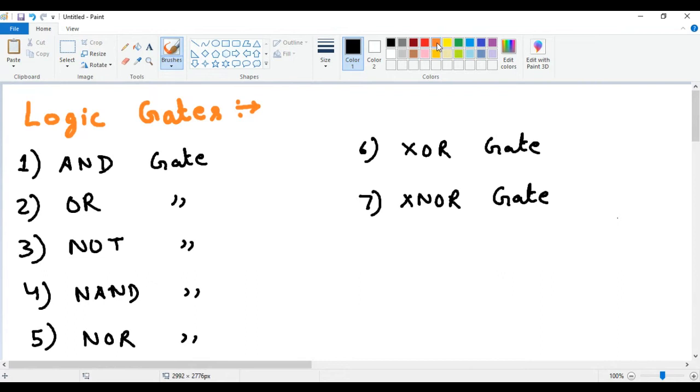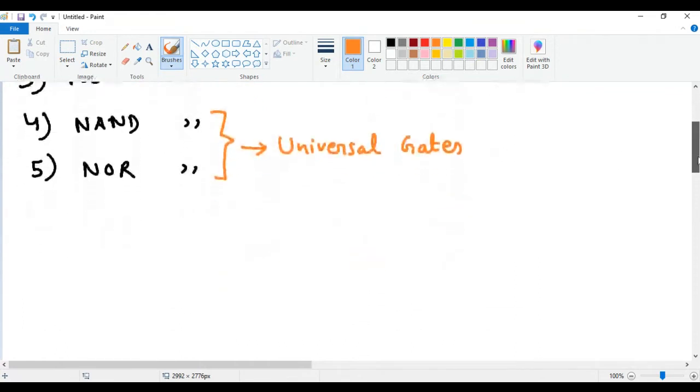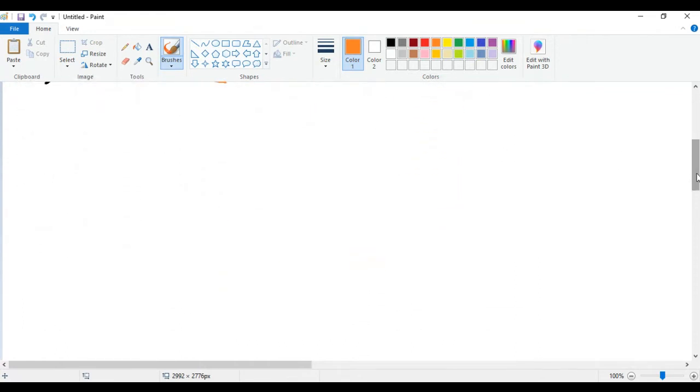And out of these gates, these two gates, NAND and NOR, are called universal gates. In the upcoming lectures, we will see why they are called universal gates. At this moment, remember this is an important question that is asked in vivas or in competitive exams, right? Okay, so let us discuss all these gates one by one. Let's start with the first gate, which is the AND gate.